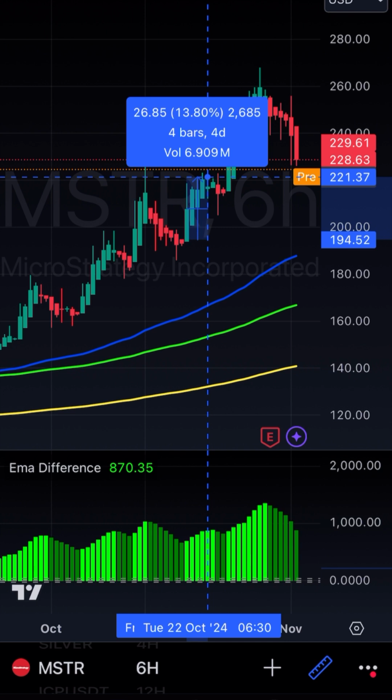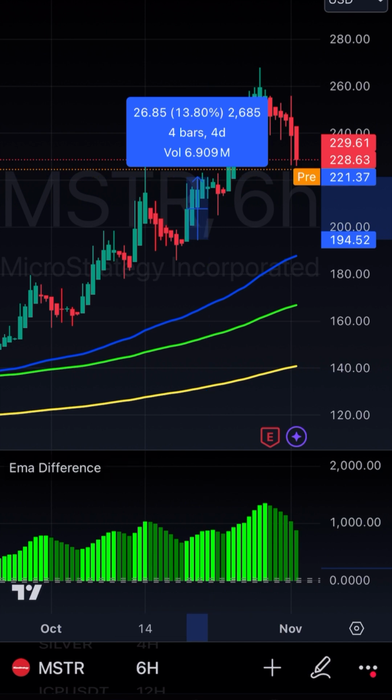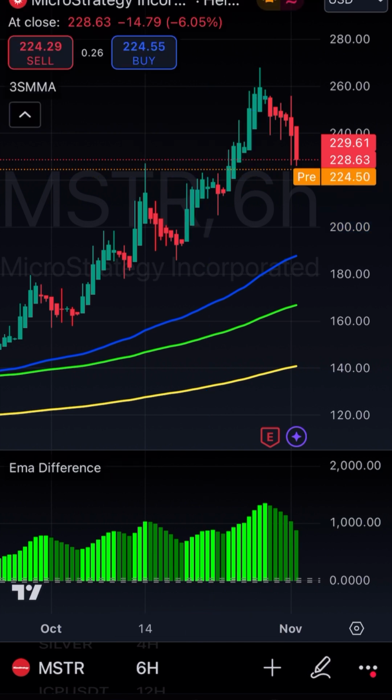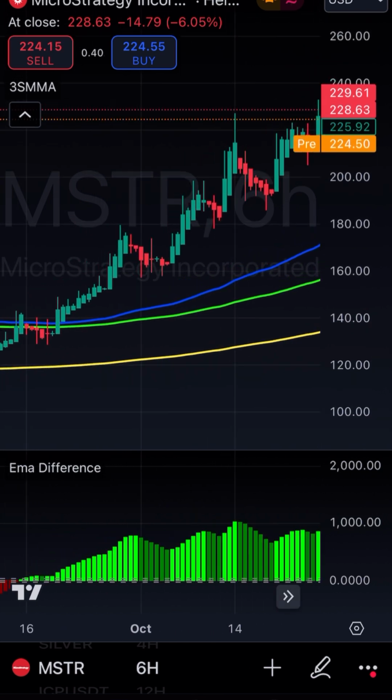So you can easily compound your money doing this, or you can do it with options. It's up to you guys which way you want to do it. You're safer doing it with just buying it, because if you do options, all it takes is it to go $20 in the wrong direction, and a lot of people will lose in options. You really have to know what you're doing when it comes to MicroStrategy.